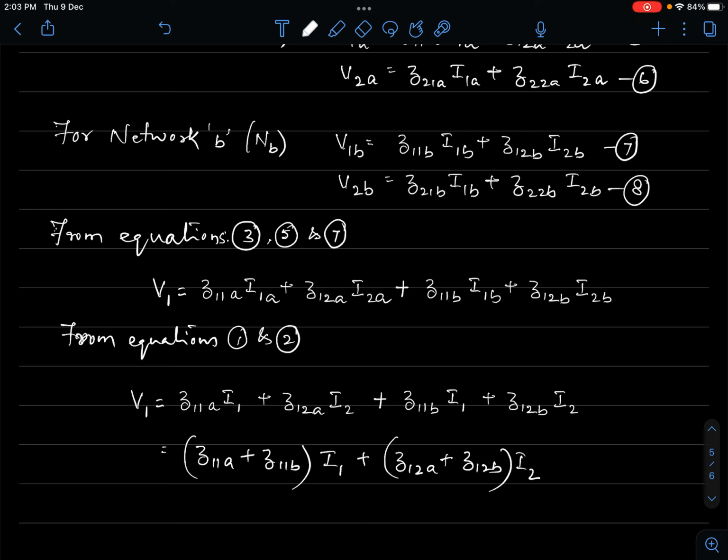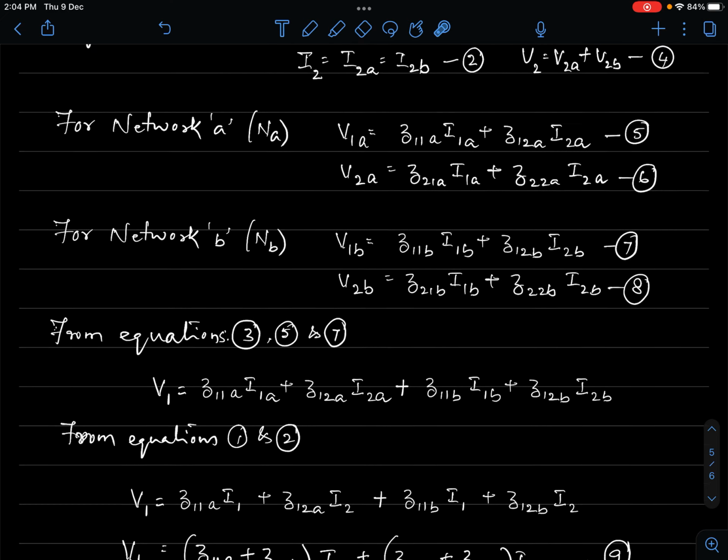This is what is V1. Okay, so I'll call this equation. This is an important equation for me. Okay, so I'm able to get one equation relating V1, I1 and I2. Alright, now I want one more equation for V2.